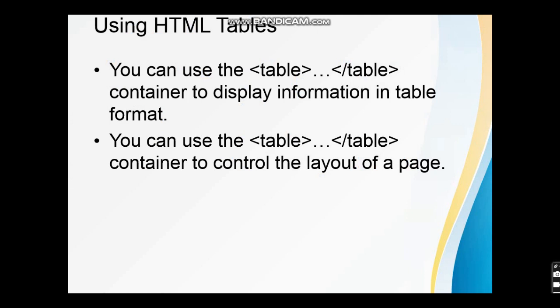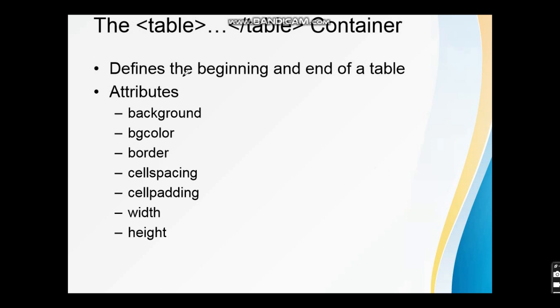Using HTML tables, you can use the table container to display information in table format. You can use the table container to control the layout of a page. It defines the beginning and end of a table. This is the opening tag and this is the closing tag, which indicates the beginning and end of a table. The attributes that can be taken with this table tag are background, BG color, border, cell spacing, cell padding, width and height.